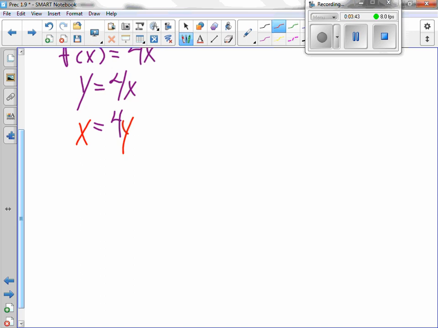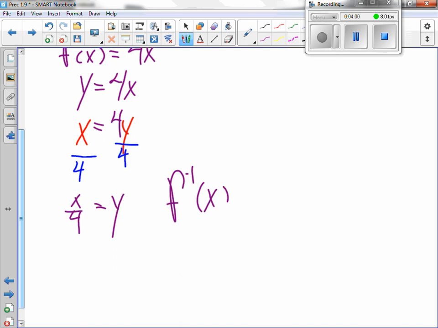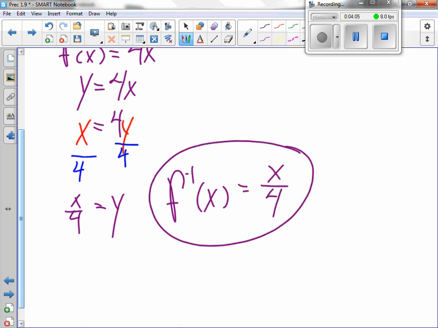Step number 3, solve for y. So we get y is equal to x over 4, and our last step was to replace y with f inverse. That's it. That's all we have to do here. I feel like we did a little bit of this last year. Yep, we did this in Algebra 2. We talked about this some, dealt with this some.